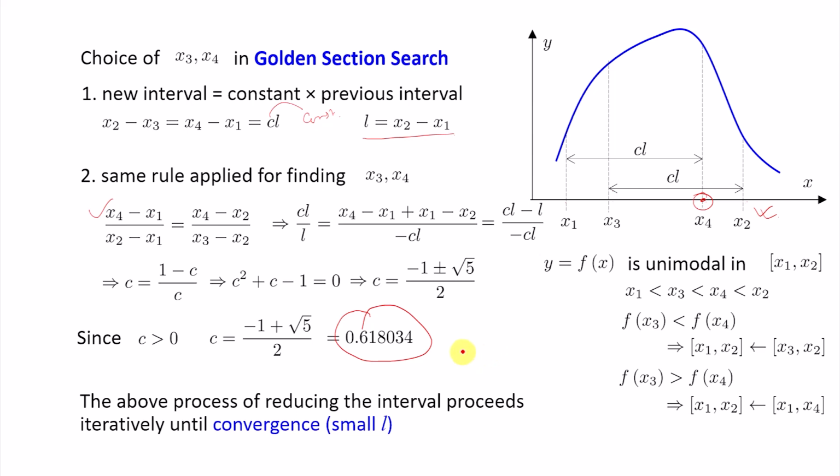We continue this process. In every iteration, the interval will reduce to 61% of the previous iteration, and this is how the interval will continuously reduce. At the end, this interval will be small enough so that we can say that yes, we have reached convergence.